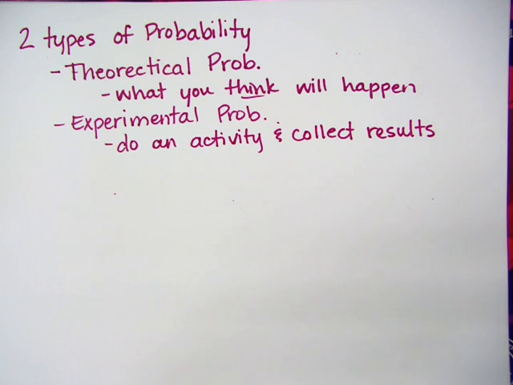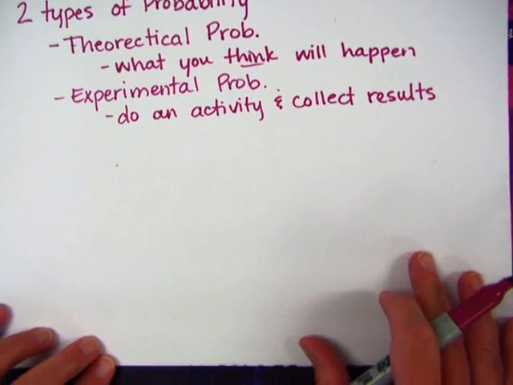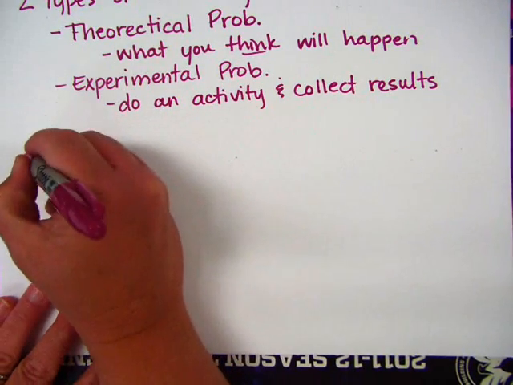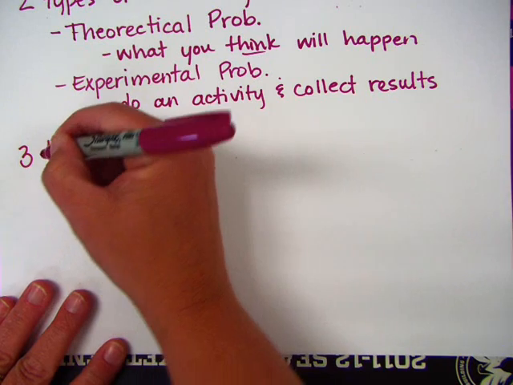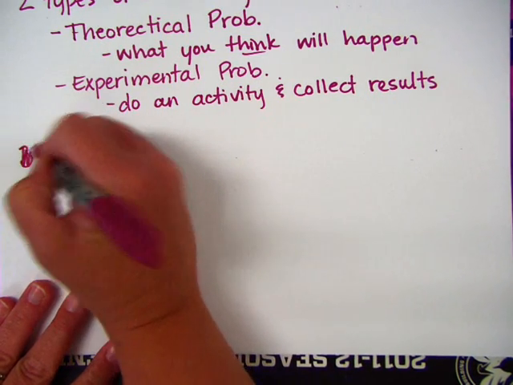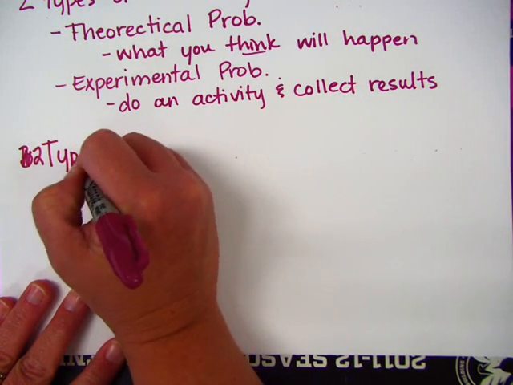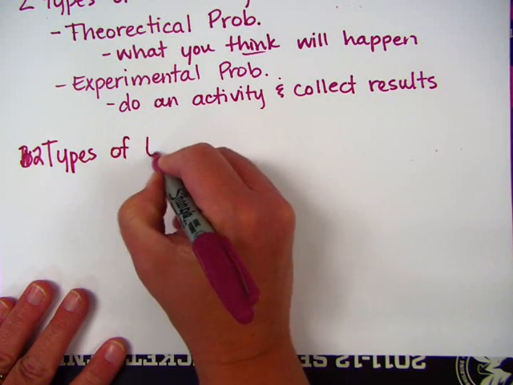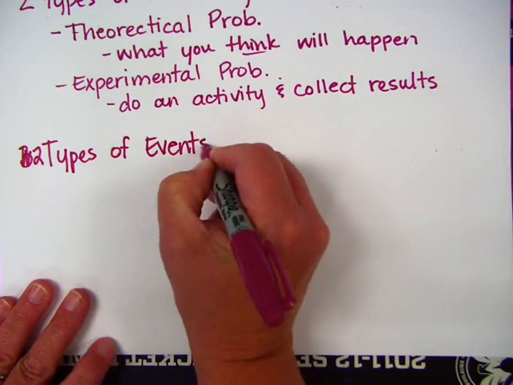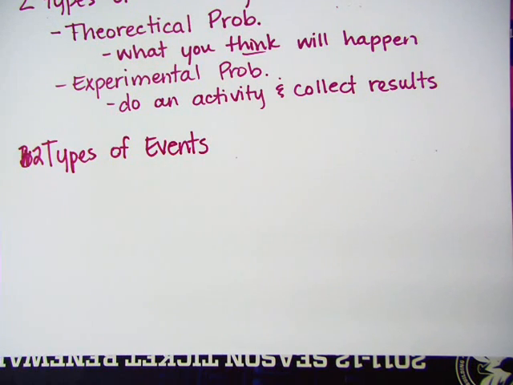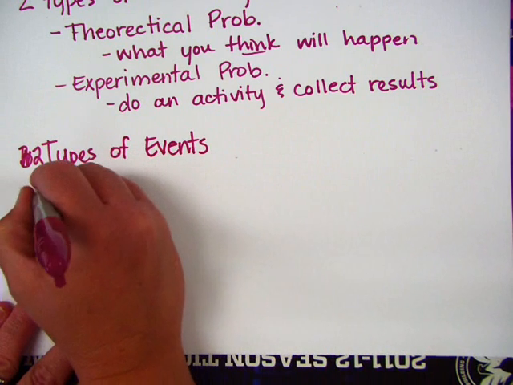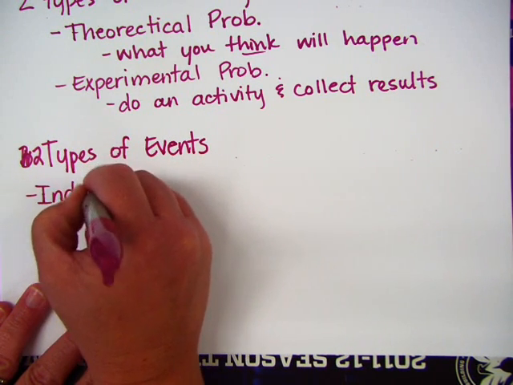Now, before we can actually go into theoretical and experimental probability, we have to understand that when we are talking about probability events, we have to be aware that there are three. And actually, that's not correct. I'm only going to teach you two types of events. So we have theoretical probability, experimental probability, and we have two types of events within that we're going to look at. We're going to look at what is called independent events.